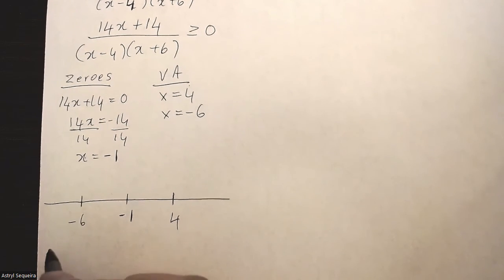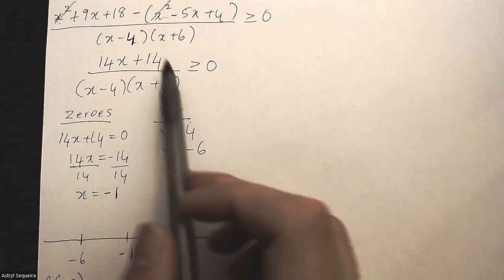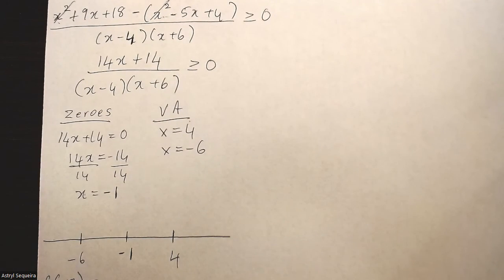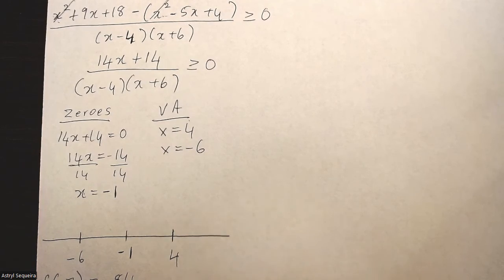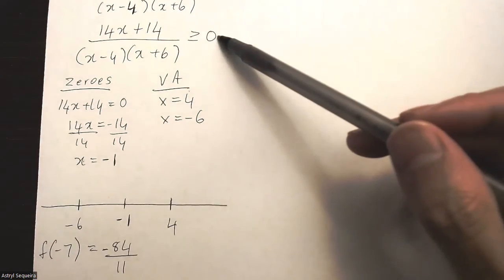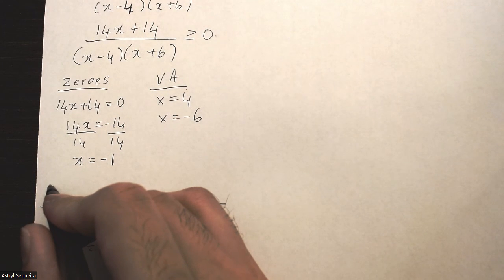So I'll pick -7 first. I'll do f of -7, and you want to sub it into this equation over here. It's the easiest one. So I'll do this in my calculator. And I get -84/11, which is not greater than or equal to 0, which means that interval is not good.